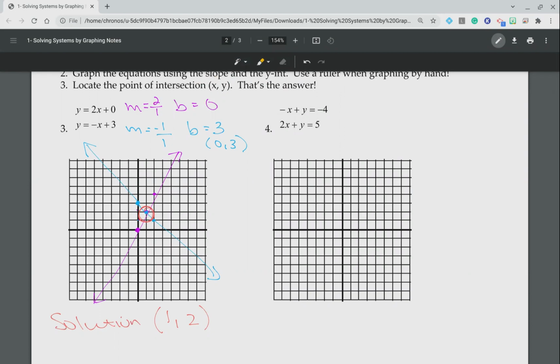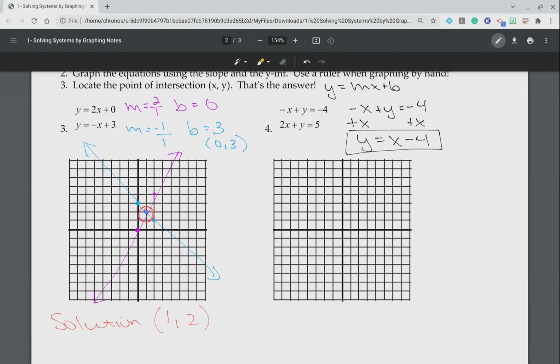All right, so when you get an equation like this, it is not in the form y = mx + b. So I always find it easiest to put it in the form y = mx + b. So if I look at this first equation, you'll notice my x is on the wrong side of the equation. So I'm going to add x to both sides, and I get y = x - 4. Okay, this is now in y = mx + b.